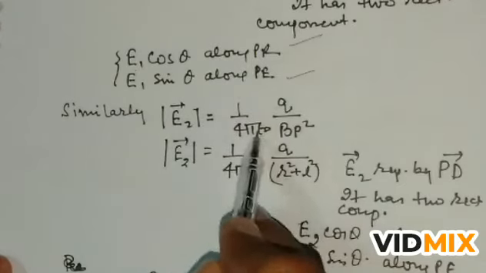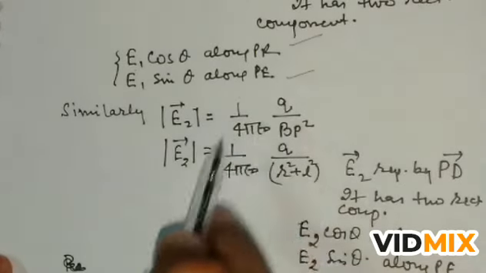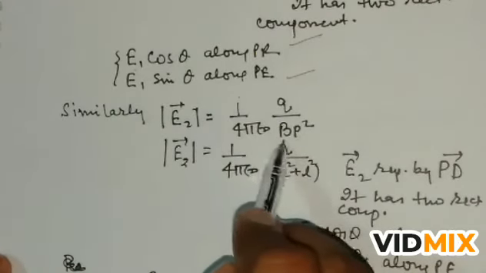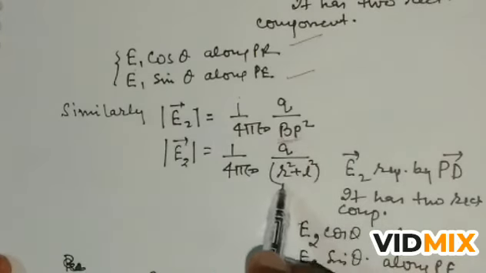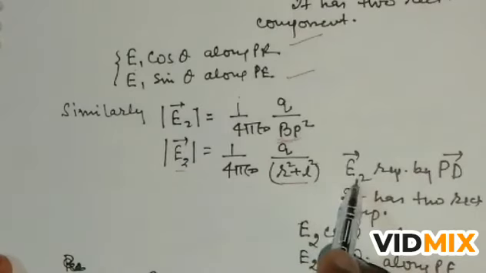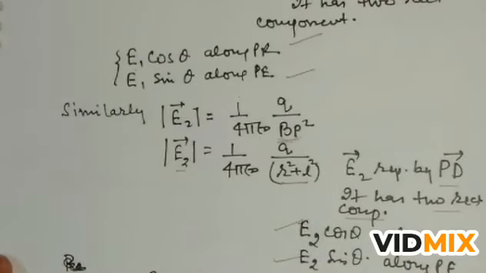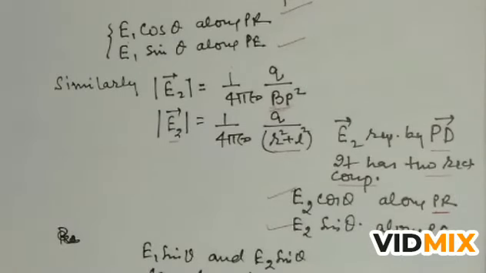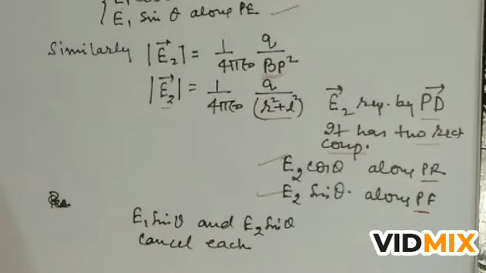E2, 1 upon 4 pi epsilon naught q by BP square. You draw your diagram and mention the points as I mentioned here, then you will understand what I am talking about. In the place of BP we can write R square plus L square, and E2 is represented by BD. It also has two rectangular components, E2 cos theta and E2 sin theta. The direction of E2 cos theta is along PR and the direction of E2 sin theta is along PF, and E2 sin theta and E1 sin theta will cancel the effect of each other.